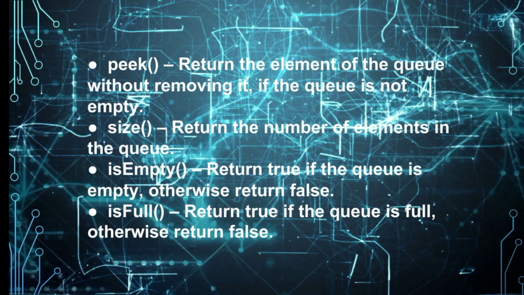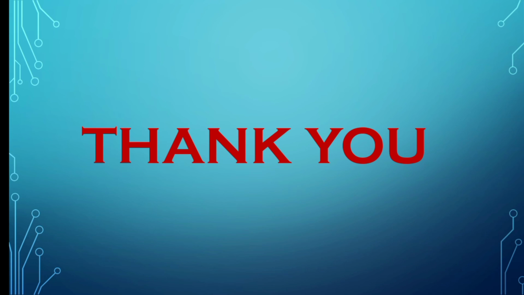peekOff, return the element of the queue without removing it if the queue is not empty, sizeOff, return the number of elements in the queue, isEmptyOff, return true if the queue is empty, otherwise return false, isFullOff, return true if the queue is full, otherwise return false.